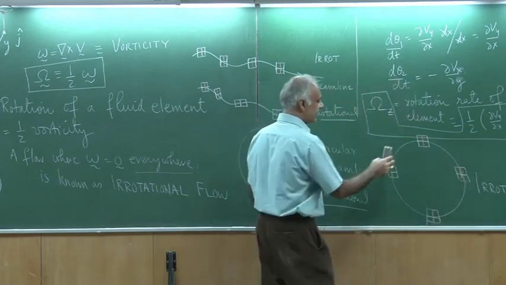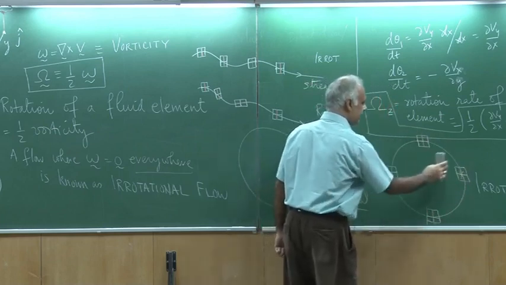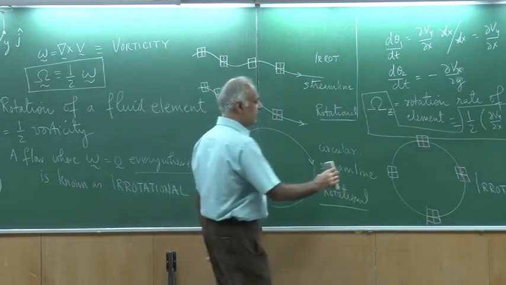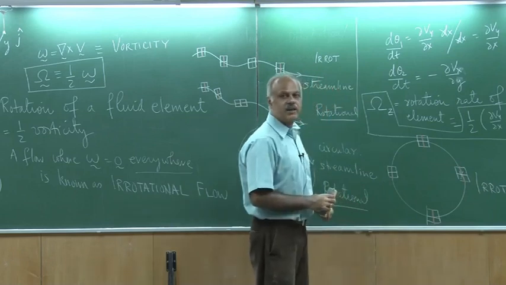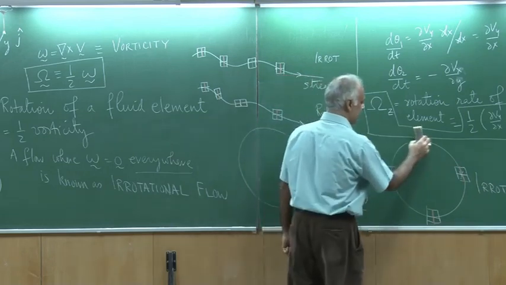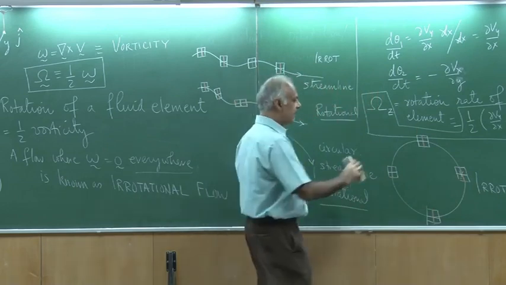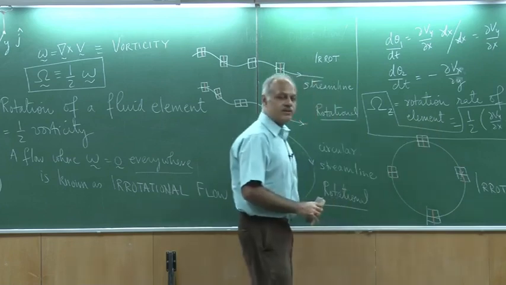And you can see that the element just maintains its orientation. So, even though the element is moving in closed streamlines, almost like the earth going around the sun, that does not make it rotational. It is actually this quality which makes it rotational or irrotational.